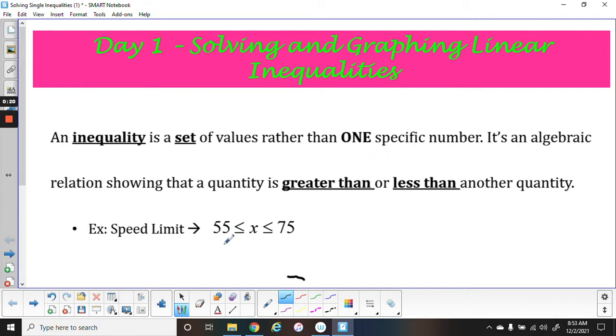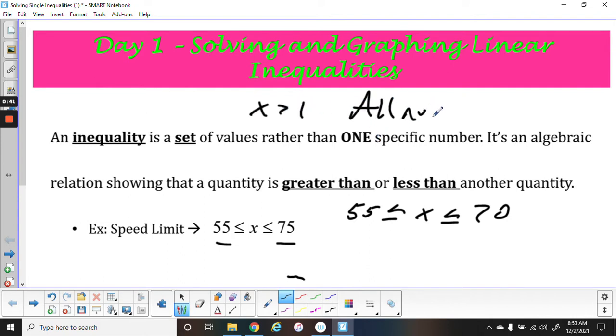If we're talking about a speed limit, you're supposed to drive in between 55 and 75. Well, I think it's 70 now, so maybe it should be 55 is less than or equal to x is less than or equal to 70. I think the highway is 70 now. And so if you had x is greater than 1, well, that's all numbers bigger than 1. That's what that means.